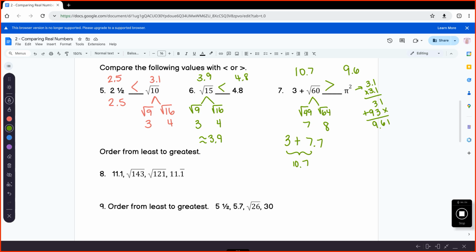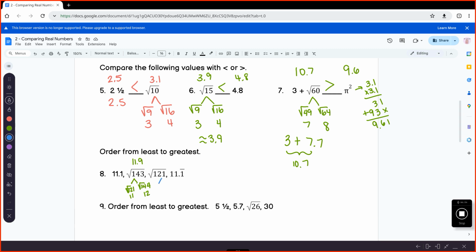All right, number 8, we are ordering from least to greatest. So the first thing I'm going to do is figure out what these square roots are. So the square root of 143 falls between the square root of 121 and the square root of 144, right? So it falls between 11 and 12. 143 is way closer to the 12 than the 11, so I'm going to approximate this to be about 11.9.